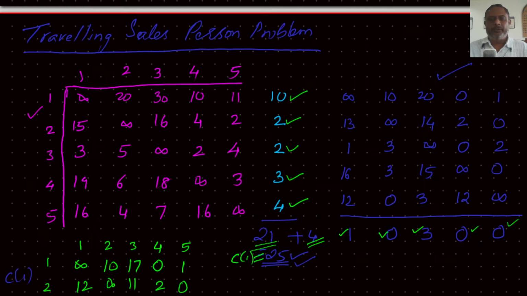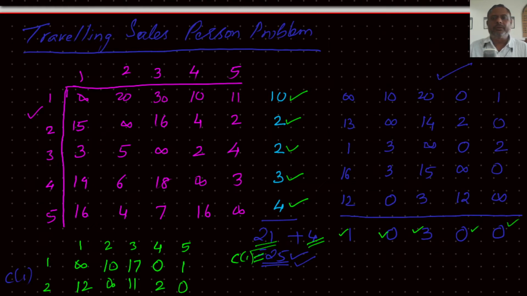So if you want to compute C of 1, 3, then it is C of 1, 3 plus C of 1 plus C dash of 3. C of 1, 3, looking from here, first row, third column, is 17, plus 25, plus 11, that makes 53. So the cost is 53.